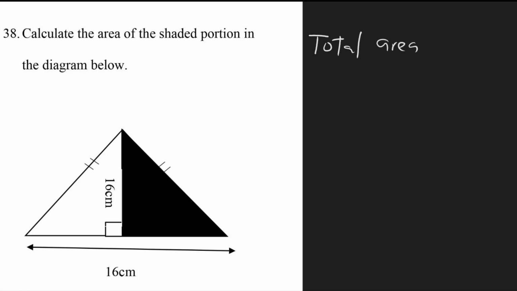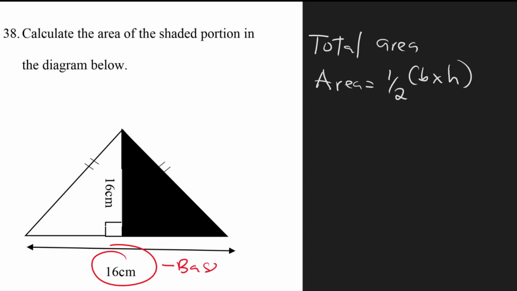Total area, of course, is a triangle, and we know the area of a triangle is given as area is equal to half base times height, right? So now we have, this is our base, 16 centimeters, and we have the height as 16 centimeters.